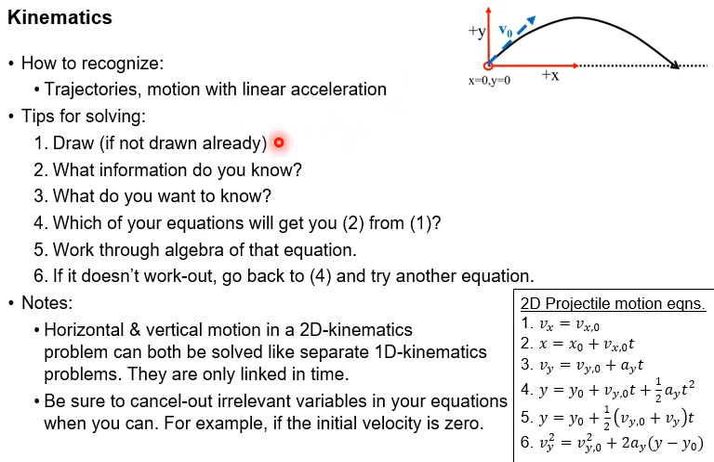I think the best way to go about it is to draw it, figure out what do I know, what do I want to know, which equations will get you from what you know to what you want to know, and then just work through the algebra. This is true for actually all of physics. If you can draw it, do draw it. What do you know? What do you want to know? And then of your list of equations, what gets you there?